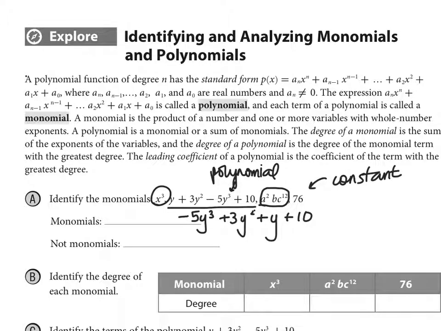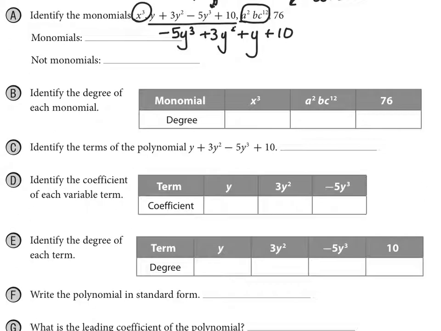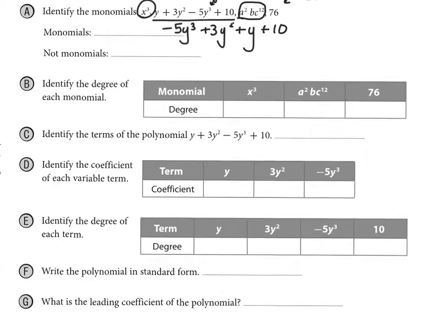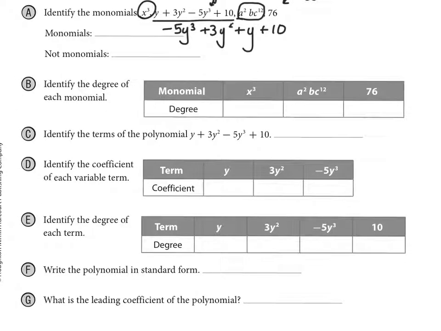All right, if we talk about degree, degree has to do with the exponents, and it's the sum of the exponents themselves. So for instance, this first monomial has a degree of 3 because that's x to the third. This next one is going to have a degree of, let's see, 15. There are 2 a's there, 1 b, and 12 c's. So altogether, that is a count of 15 exponents. This 76 has no variables with exponents, so that's going to be 0.